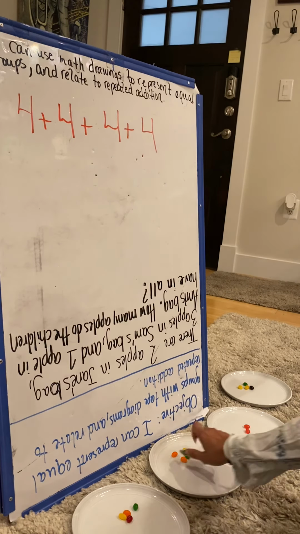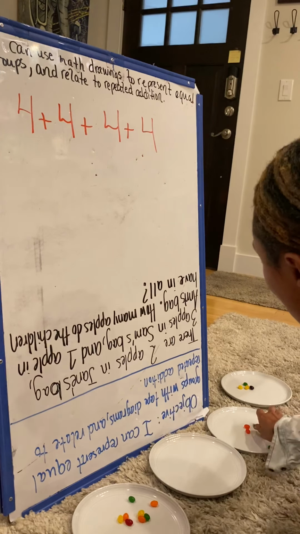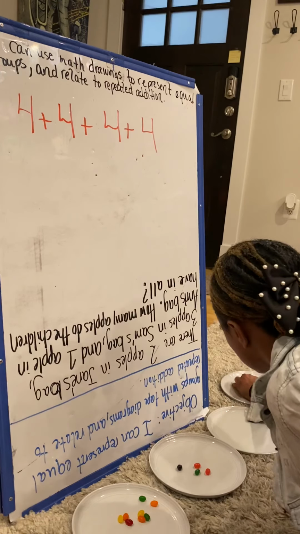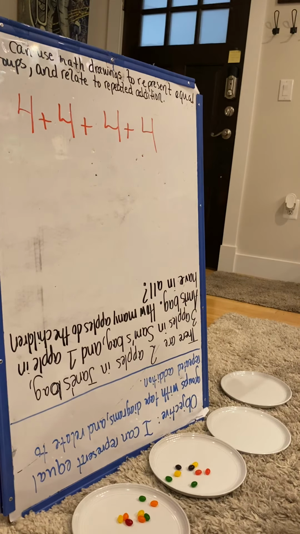So I'm going to move these 4 jelly beans onto this plate, and I'll bring these closer. I'm going to move and put these 4 on this plate. So now, instead of having 4 plus 4 plus 4 plus 4, I have 8 plus 8, which was more efficient. And we know that 8 plus 8 is the same thing as 4 plus 4 plus 4 plus 4.